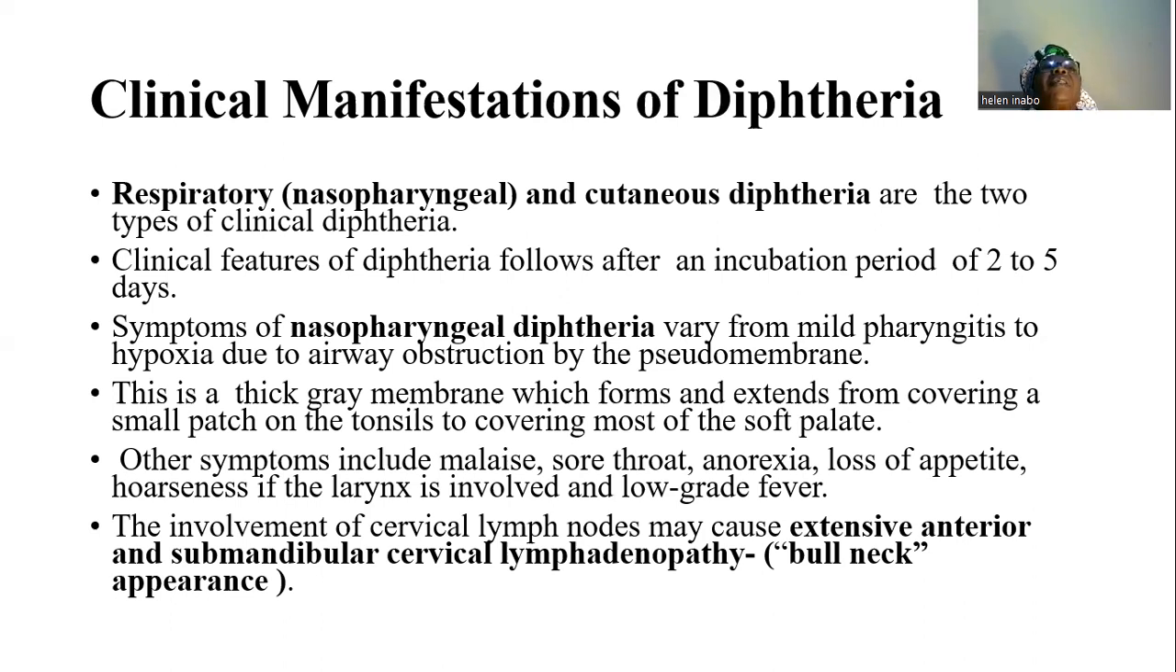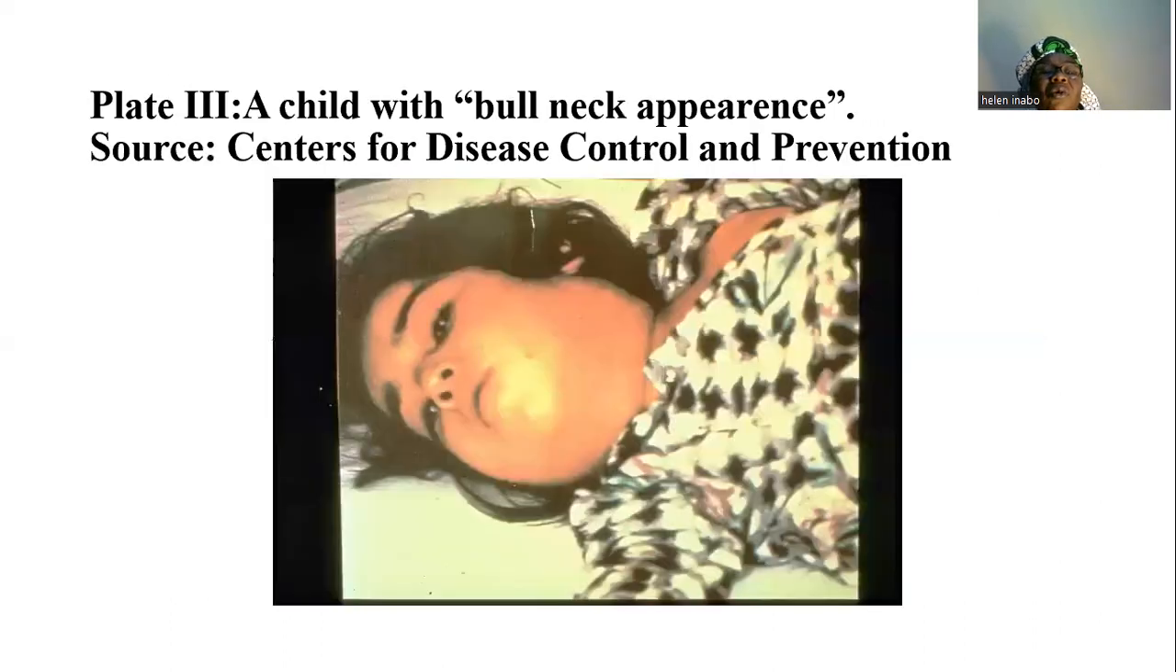The involvement of the cervical lymph nodes may cause what is called extensive anterior and submandibular cervical lymphadenopathy, the so-called bull neck appearance, which is shown in this picture. This is a child with bull neck appearance.